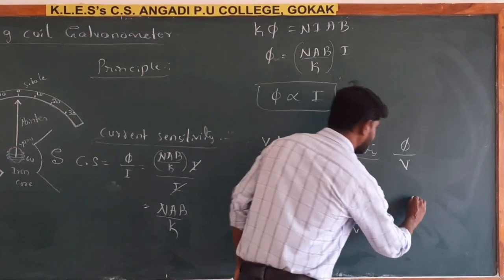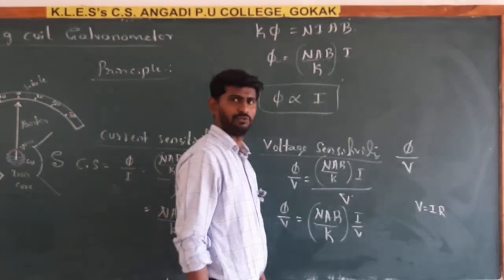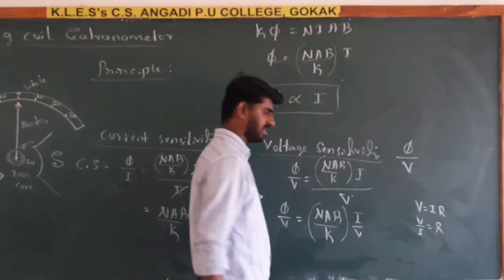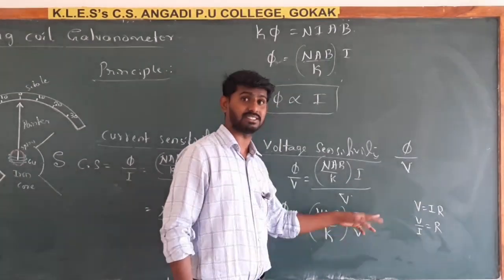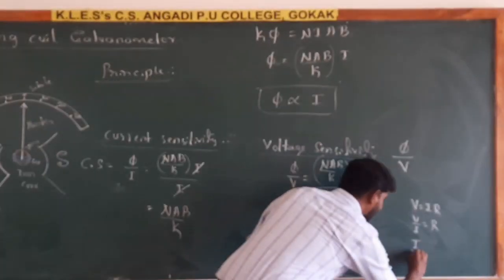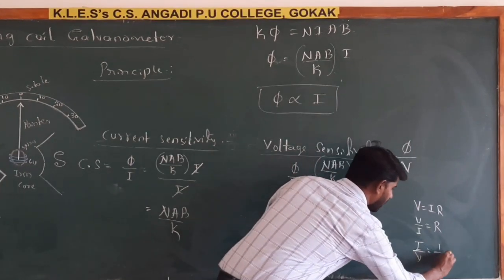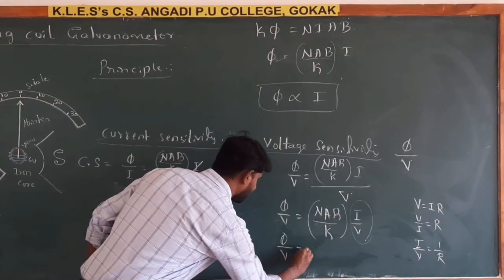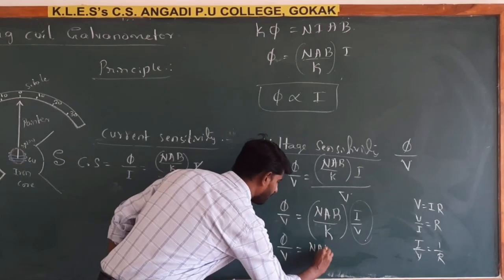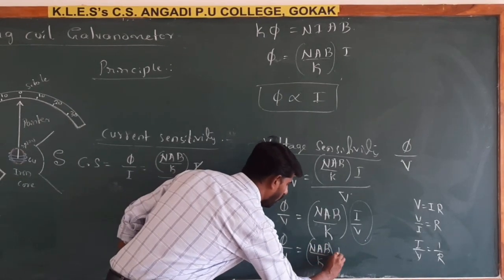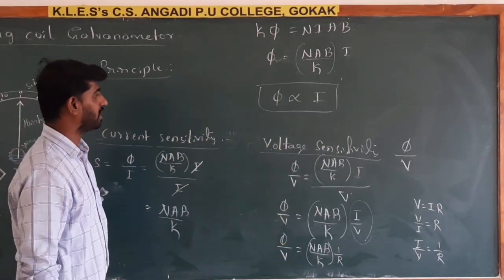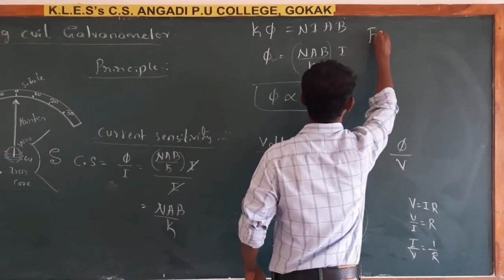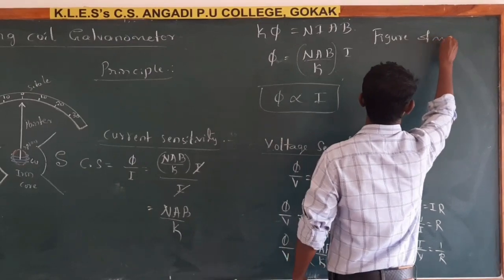So you know Ohm's law, that is V is equal to I into R. Then V by I is equal to resistance R. But here it's not V by I, it is the reciprocal, I by V. So take the reciprocal, it becomes 1 by R. So instead of writing I by V, I can write 1 by R. So voltage sensitivity is equal to N A B divided by K into 1 divided by R. So this is the formula for voltage sensitivity of the given galvanometer. And the last point is about the figure of merit.